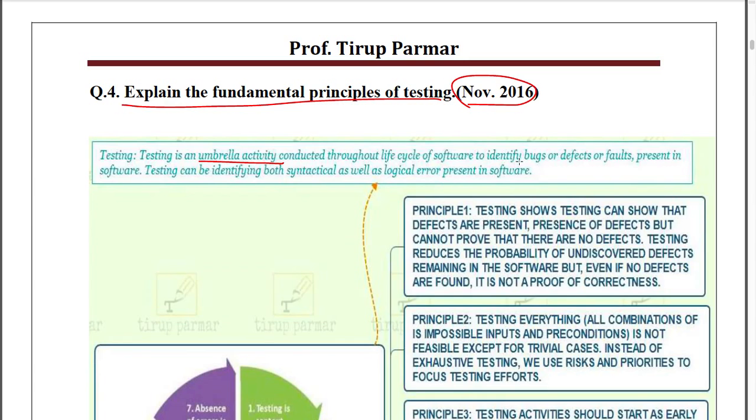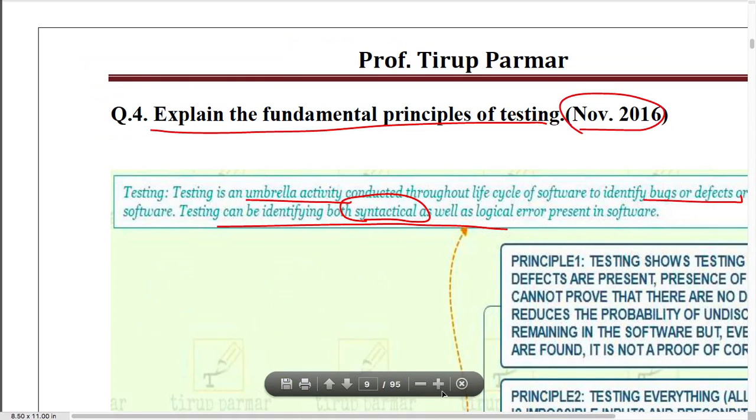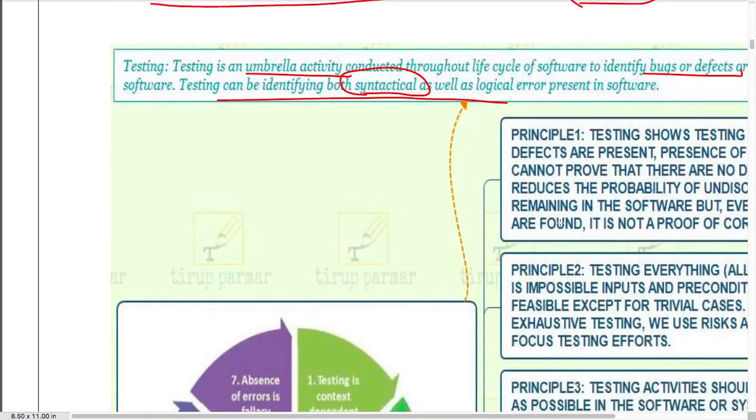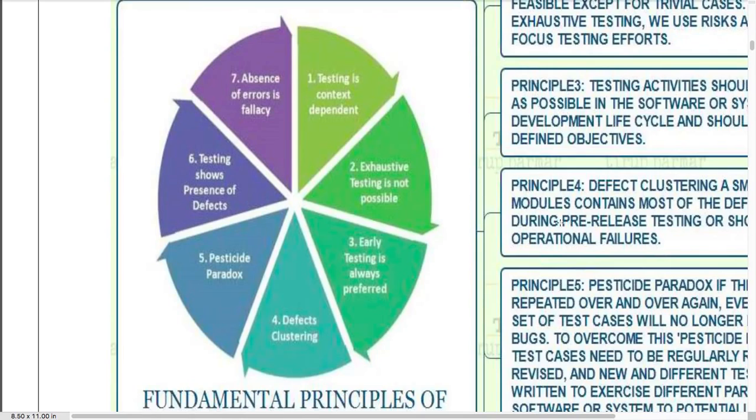So why do we do testing? To identify bugs, defects or faults present in our software, and these can be identified both as syntactical as well as logical errors present in the software. Syntactical means syntax based errors. There are some mistakes made by the user while developing that software, or we can say logical errors present in our software. So as you can see here, we have these 7 principles.